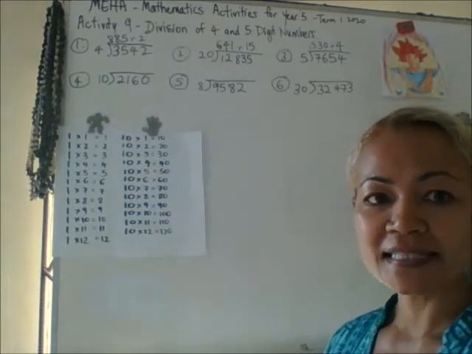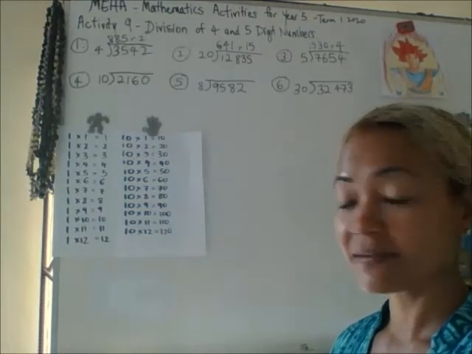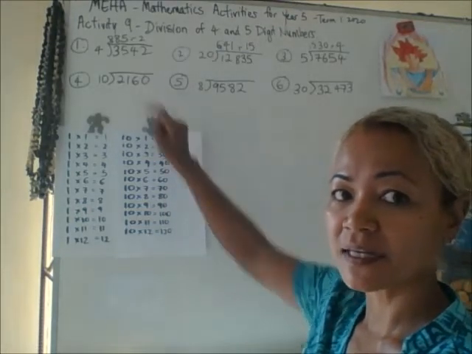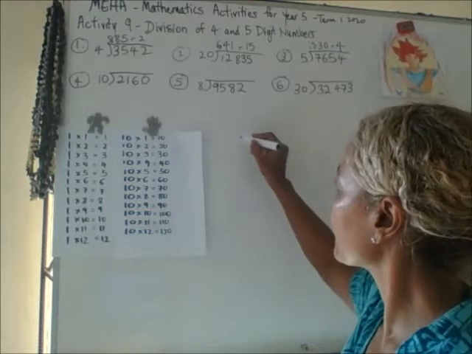And question number 4, we're dealing with divide by 10. Right? 2,160 divided by 10.